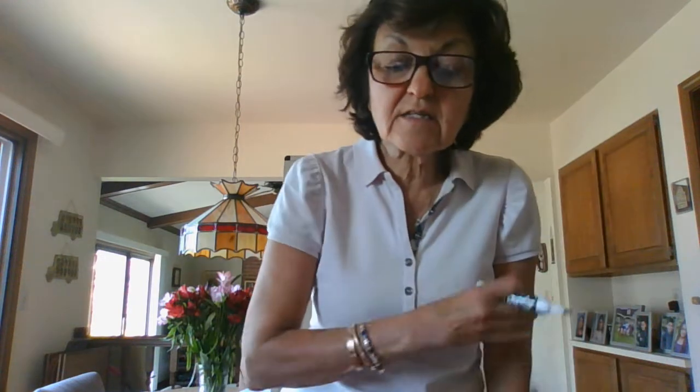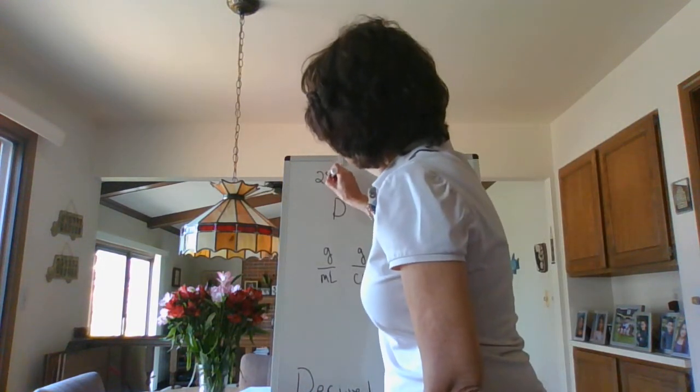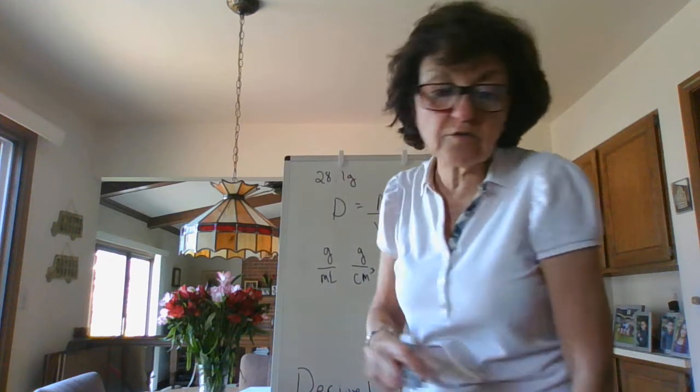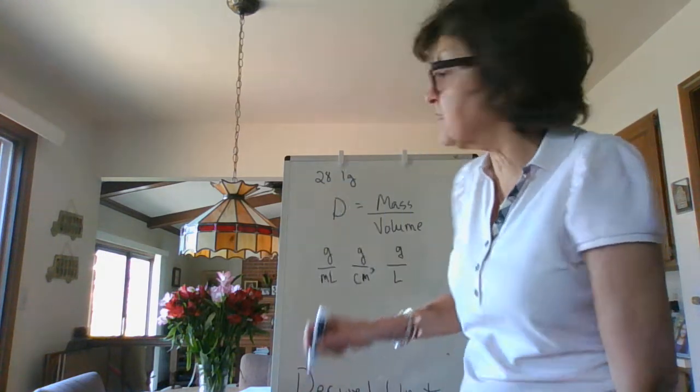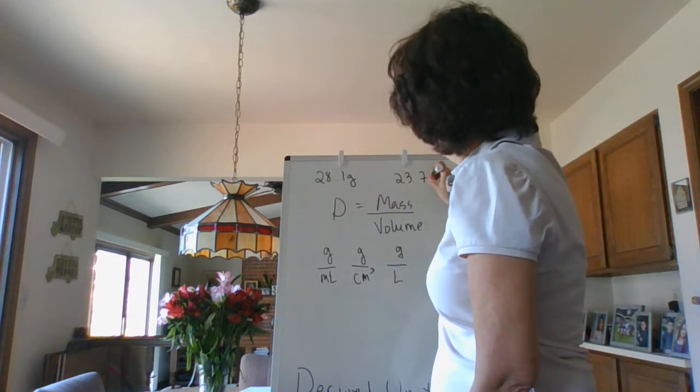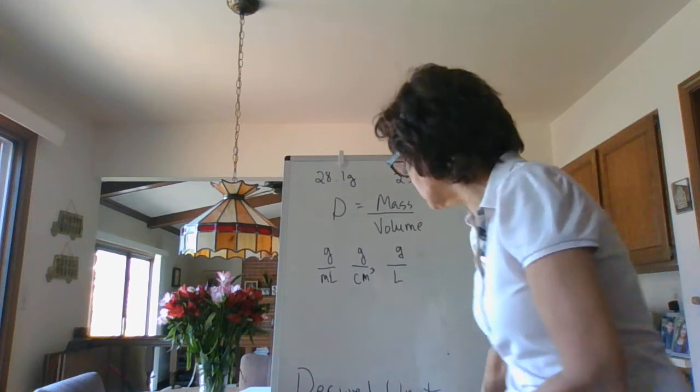So let me give you a quick density problem. Finding density is super easy. Using density as a conversion factor is also super easy. You can always use density to convert between mass and volume. But let's say I gave you a super easy question where it just says calculate the density of a substance that is wintergreen oil. I have a 28.1 gram sample of wintergreen oil, and the volume of the sample is 23.7 milliliters. So you got 3 sig figs and 3 sig figs.